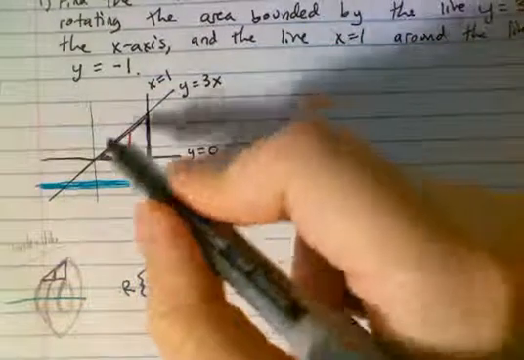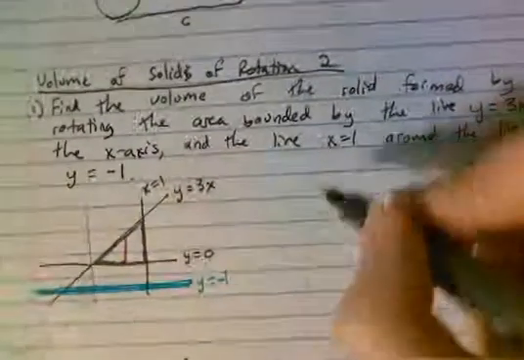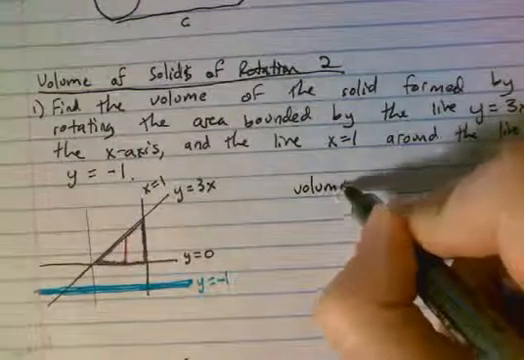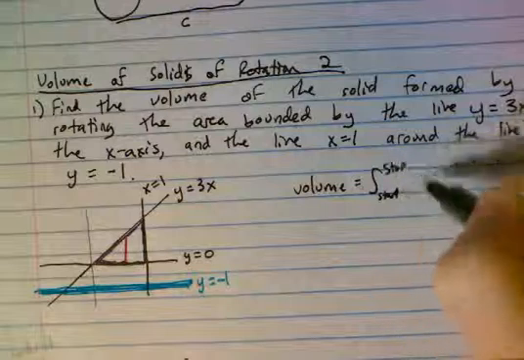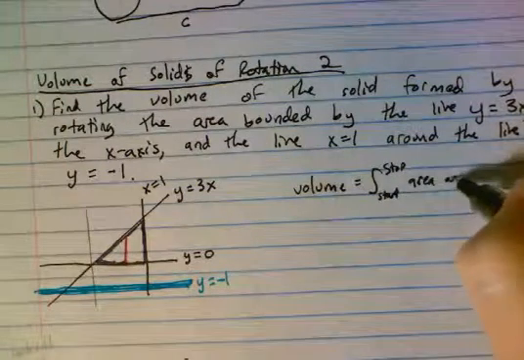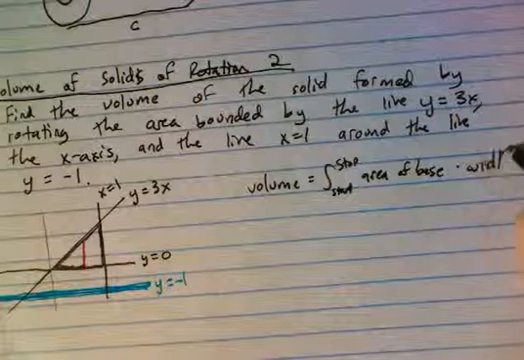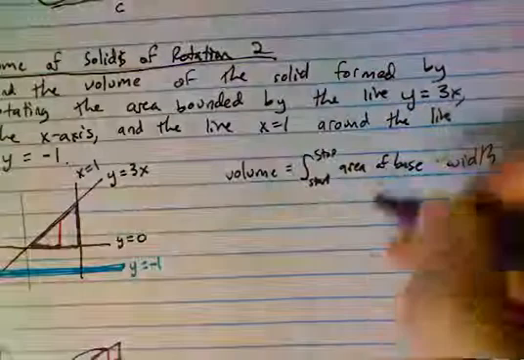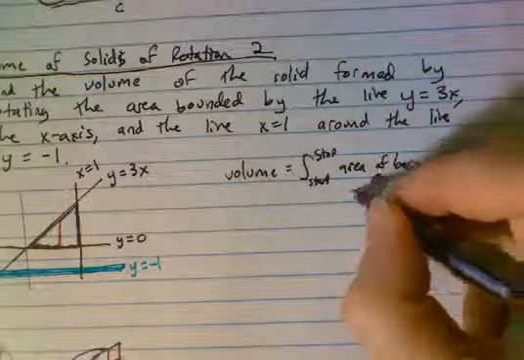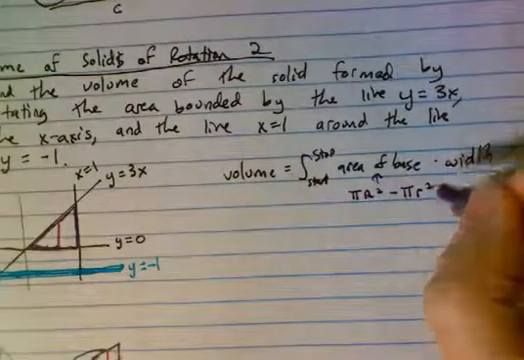So why don't I go ahead and now set up the usual parts that we do up here with this. I'm still using this volume from start to stop, area of base times width. But what's changed is that for this area of base, I'm going to be using pi big R squared minus pi little r squared.